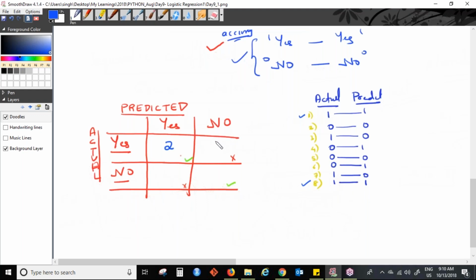Okay. Similarly, now this one, what number should I write here? Actually a yes, but I have written a no. 2. Okay, actually a yes means 1 and I have predicted no, so this is 1. And what else? This one. Right? So 3 and 7. Right? Right, guys? So here also I will write 2.